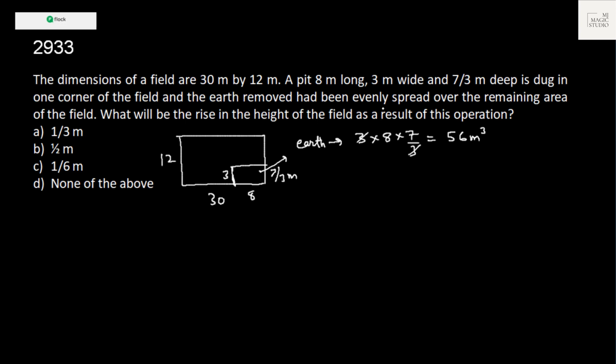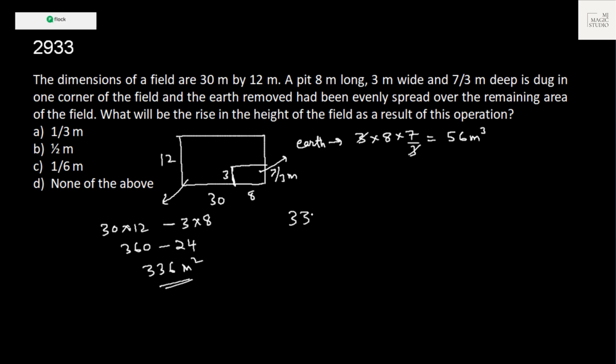And this earth has been evenly spread over the remaining area. Now what is the remaining area of the field? That is 30 into 12 minus 3 into 8, 360 minus 24. 336 meter square is the remaining area of the field. What will be the rise in the height of the field as a result of this operation?